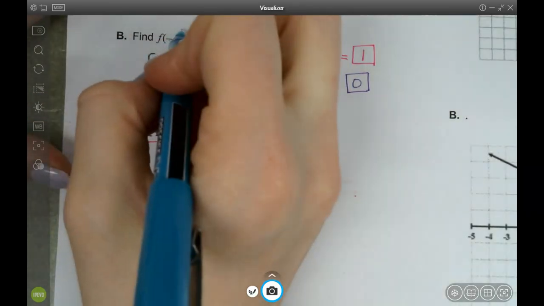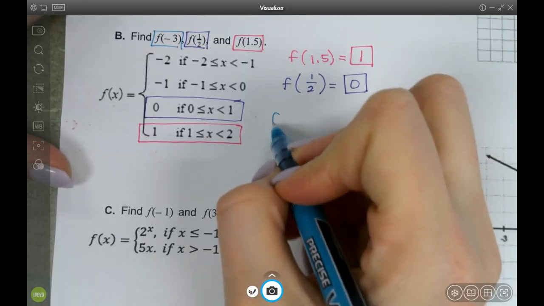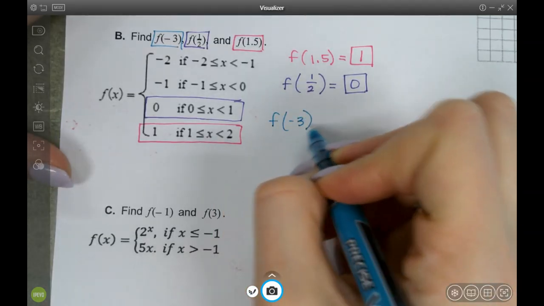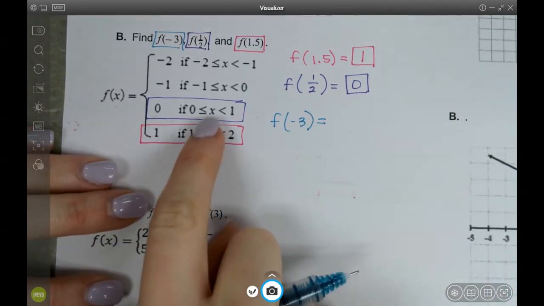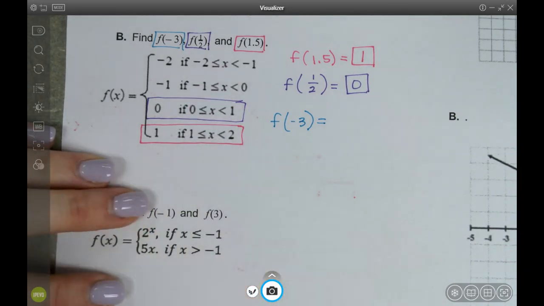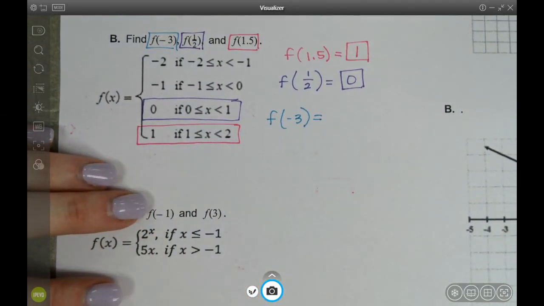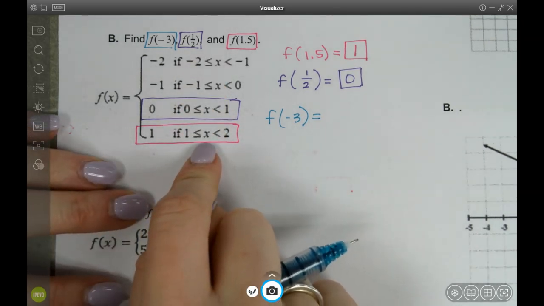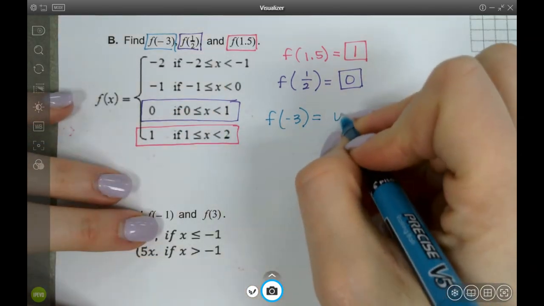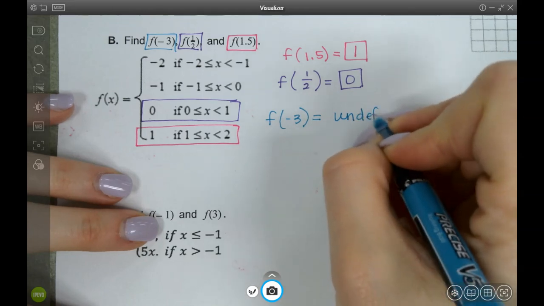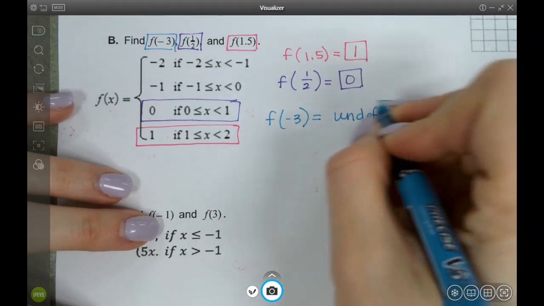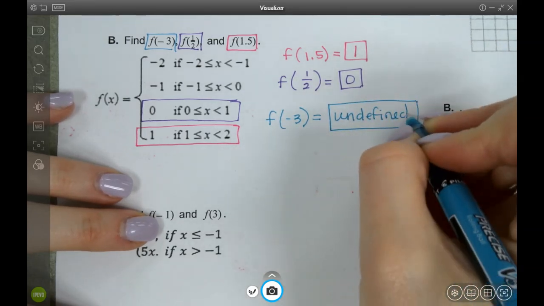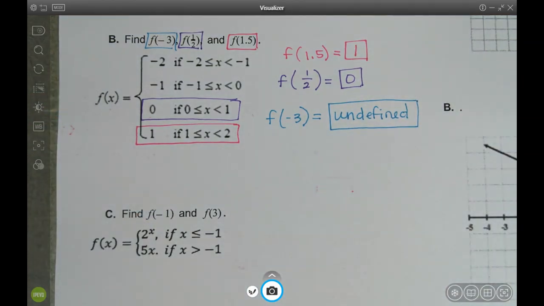Okay, and then the last one we have is f of negative 3. Which piece does negative 3 fall in? It doesn't fit in any of these domains. So we don't know what it equals. So it's undefined. If they don't tell you what it equals for that specific domain, it's just undefined.